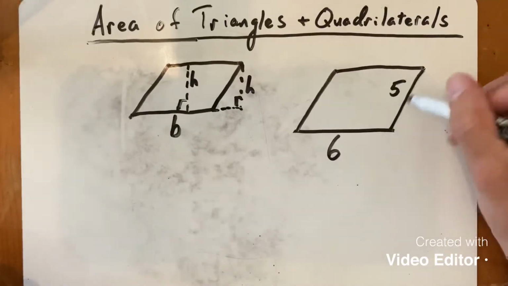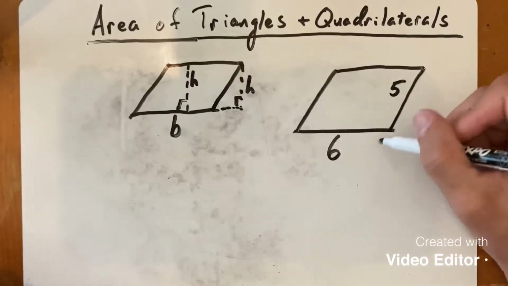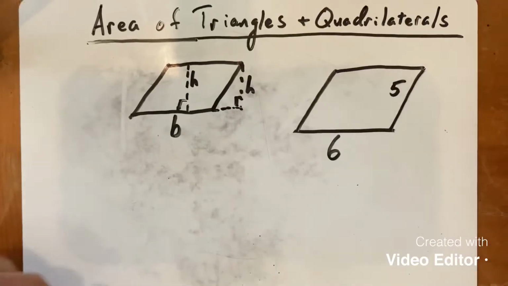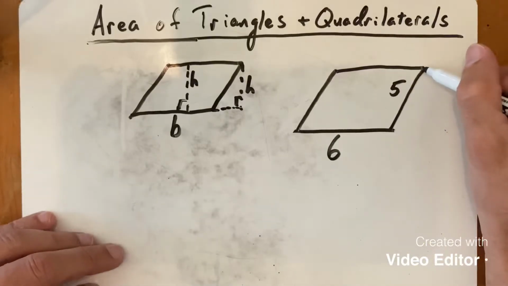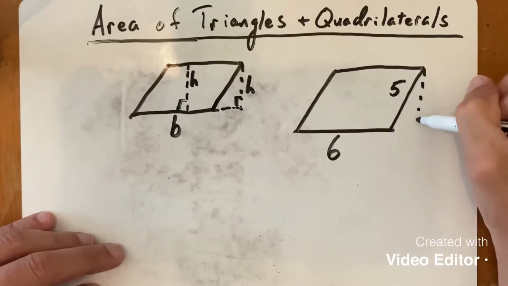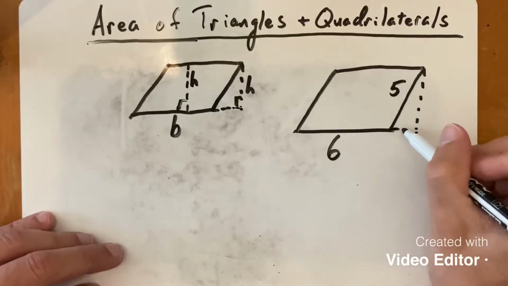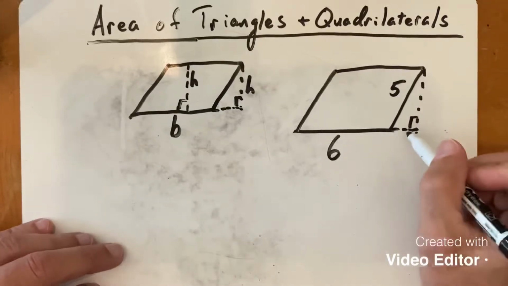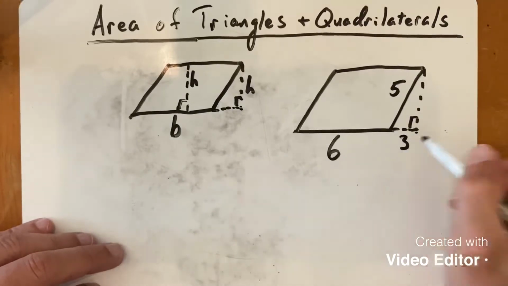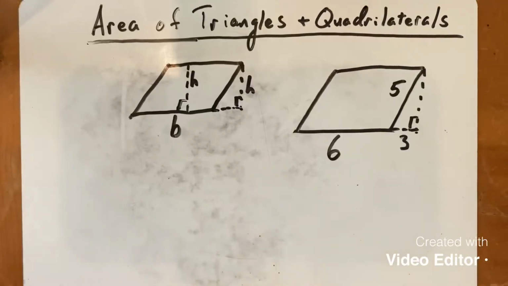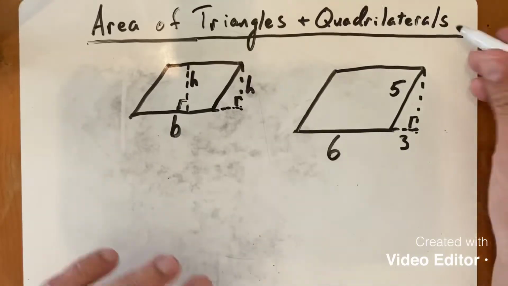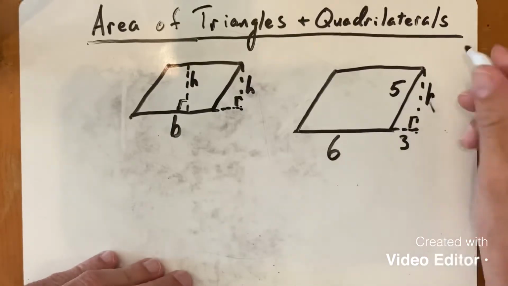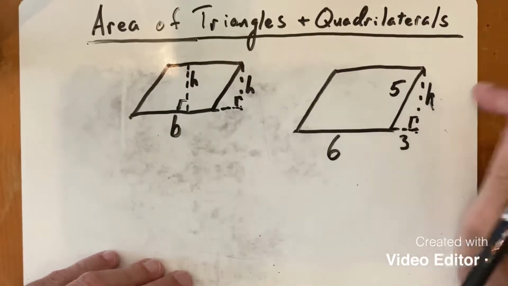Now, because that's the side and it's slanted, it's not perpendicular to this base of 6, that is not your height. Your height, remember, has to be perpendicular to that base. So if we extend this out and form a little right triangle here, and let's say that this piece that we extended out has the length of 3, now we need to find the height. Remember, that's this segment right there, and so now we need to find that.